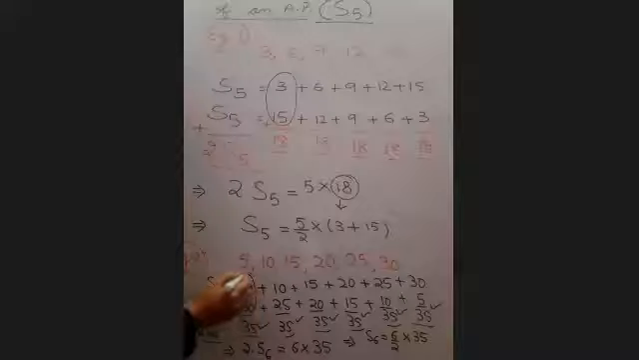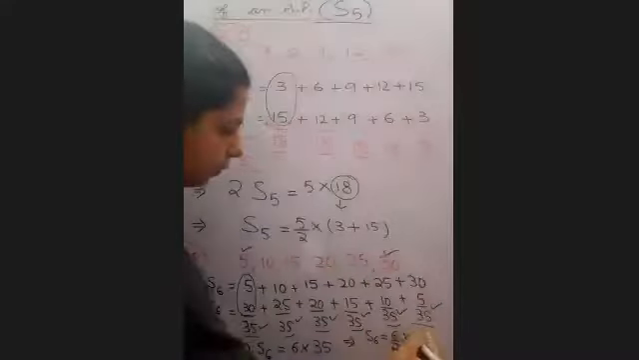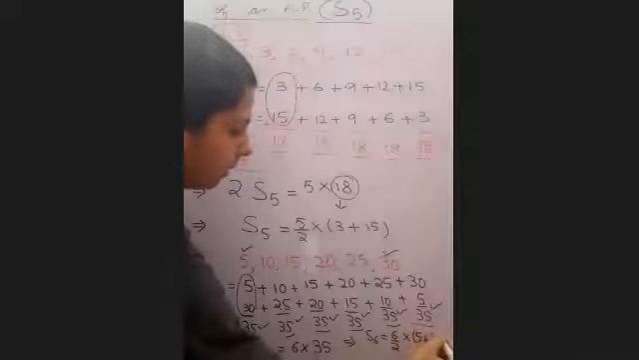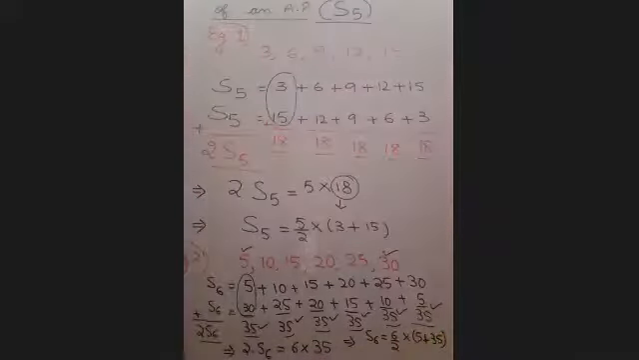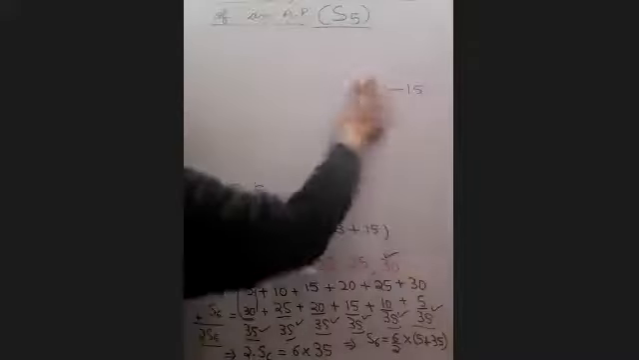And further, how can I write this 35? Can I write it again as the sum of the first term plus the last term, 5 plus 30? Yes, ma'am, 5 plus 30. Right.